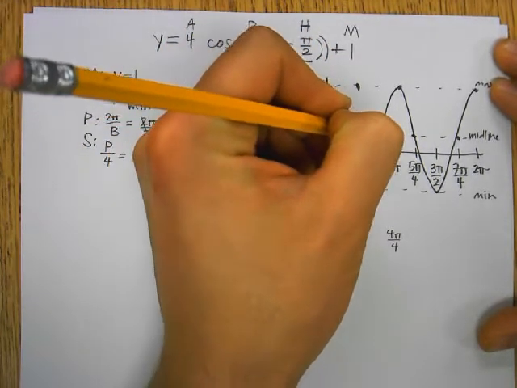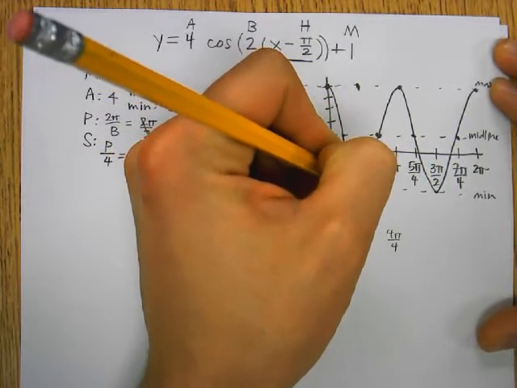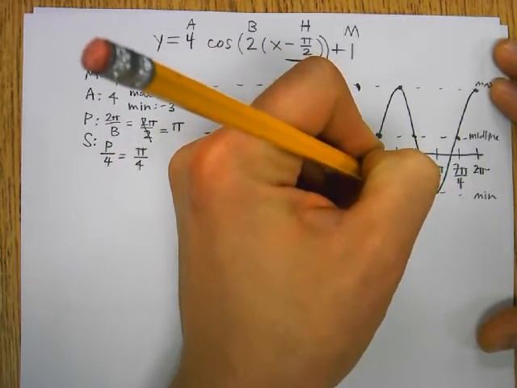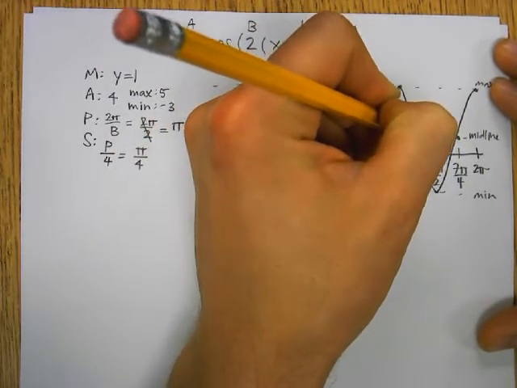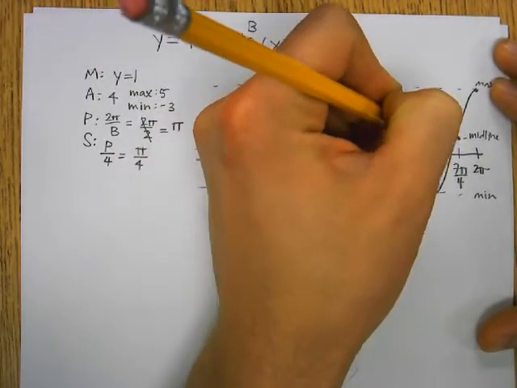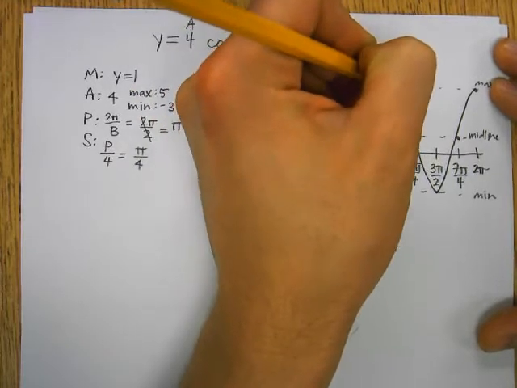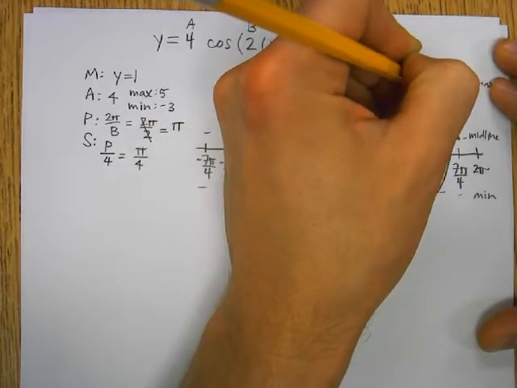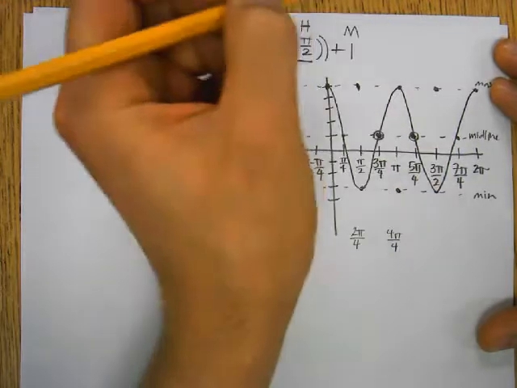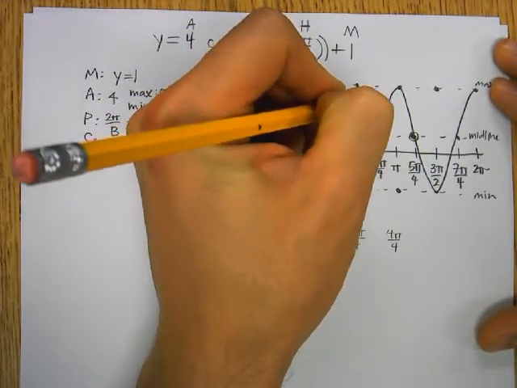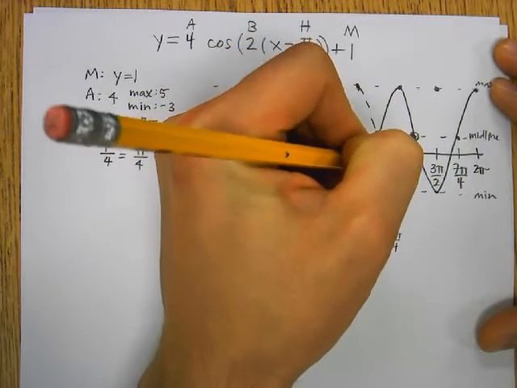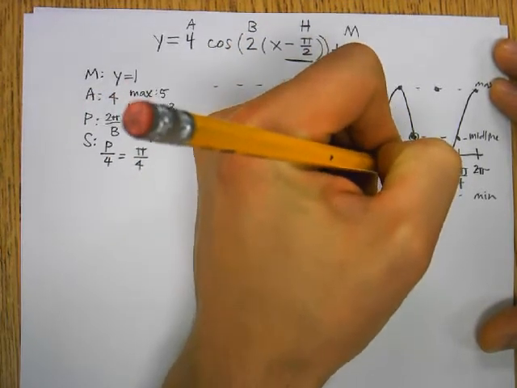Pi over 4, move 2 to the right. Pi over 2, move 2 to the right. 3 pi over 4 will move 2 to the right. So we see some of these are doubling. Pi has to move 2 to the right. And when I draw this new one, it's going to follow the same shape. I'm going to do it in a dotted line just to show the difference.